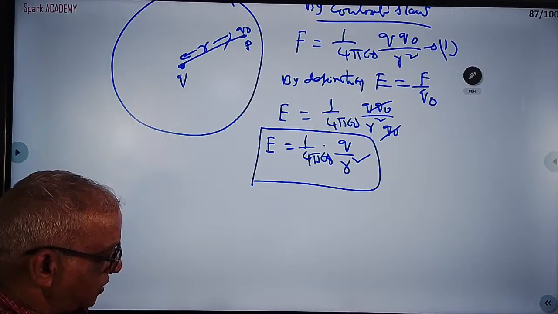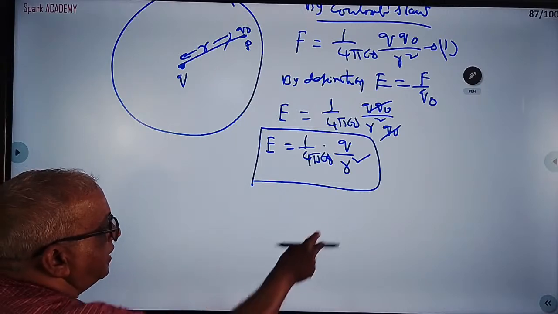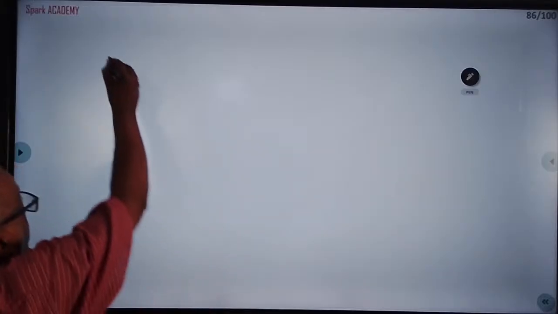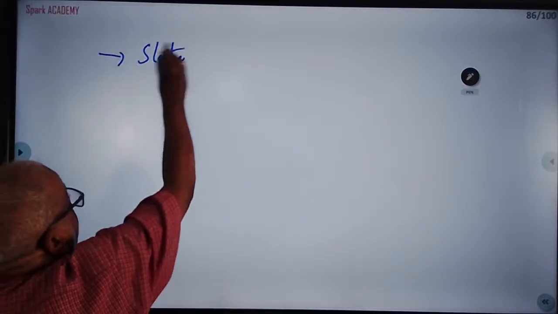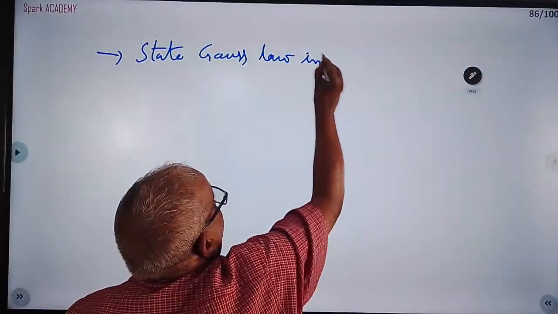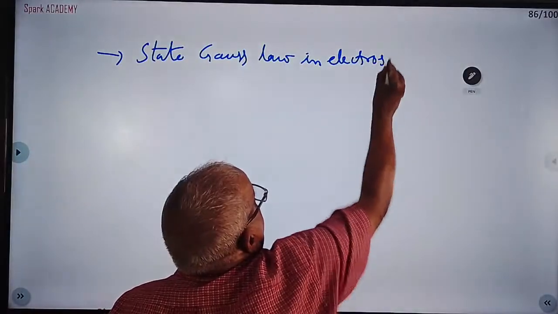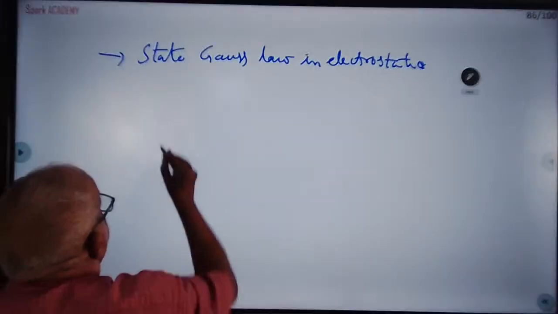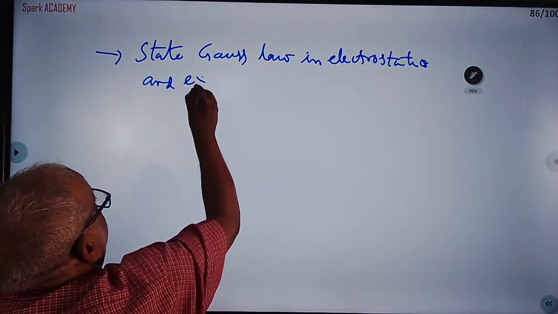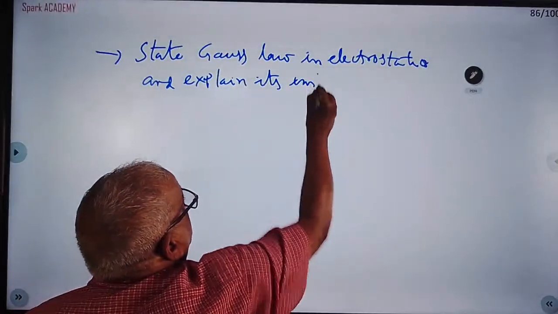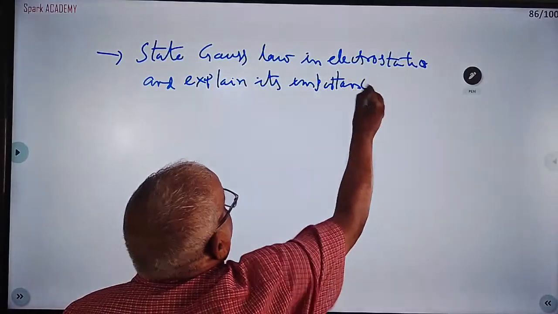State Gauss law in electrostatics and explain its importance. This they are asking. So this is also they are asking.